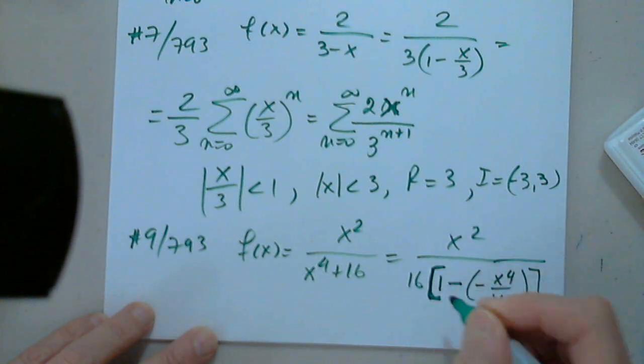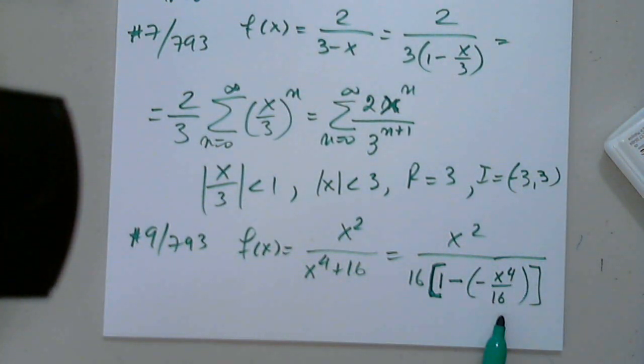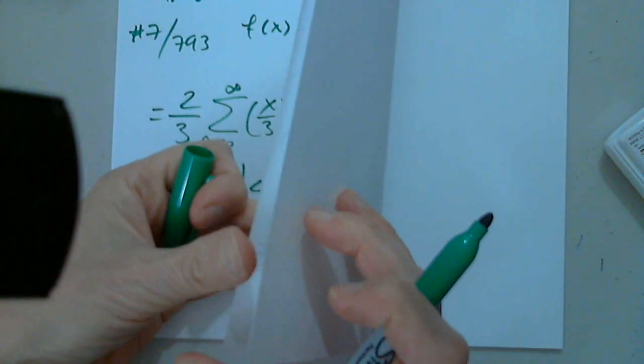Better use brackets here. One more time, let's check. 16 times 1, positive 16. These two cancel each other. 16 times x to the 4th power divided by 16 is this. Okay, I will continue on page 4.